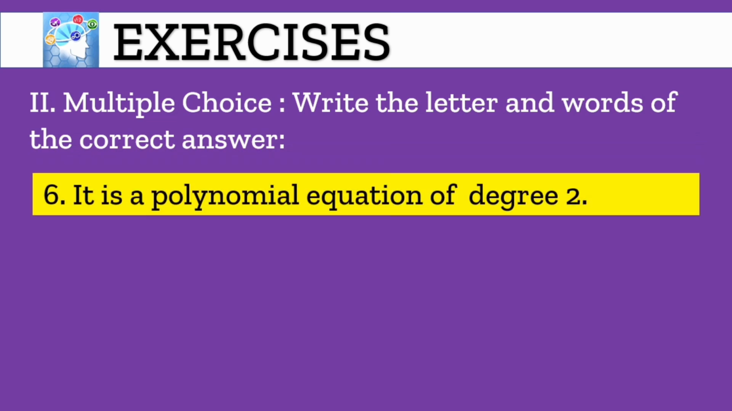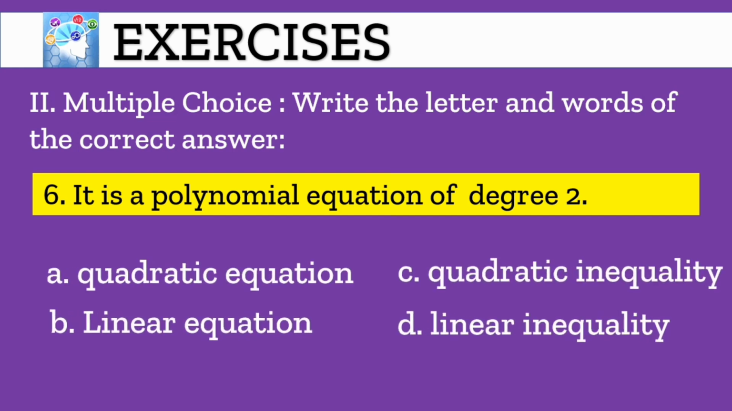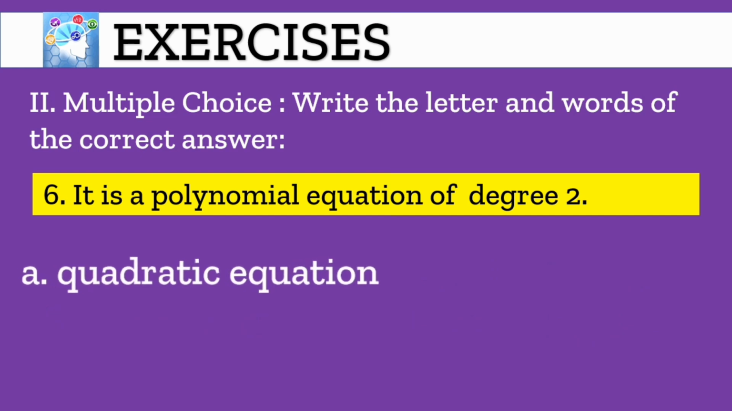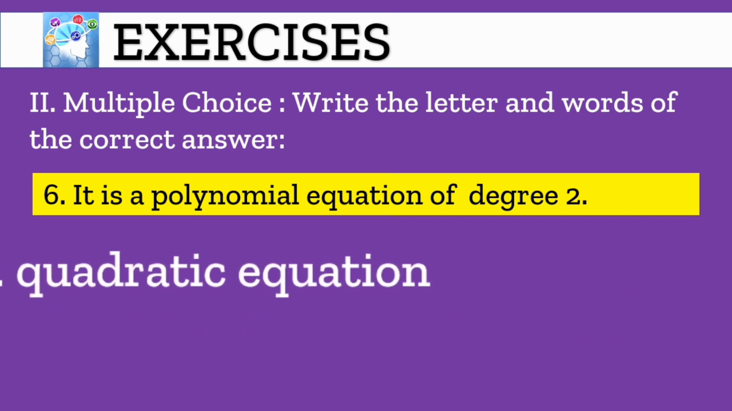Next question. Number 6, it is a polynomial equation of degree 2. Is it A, quadratic equation, B, linear equation, C, quadratic inequality, or D, linear inequality? What will be the answer? The answer here is, yes, quadratic equation.